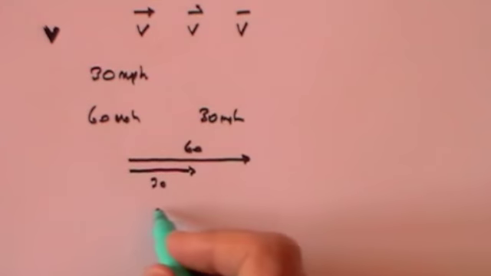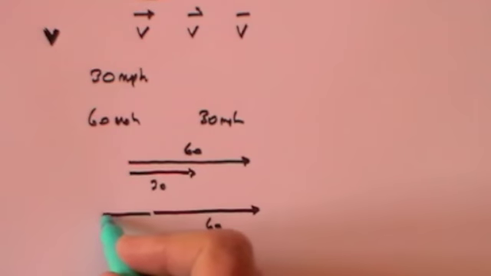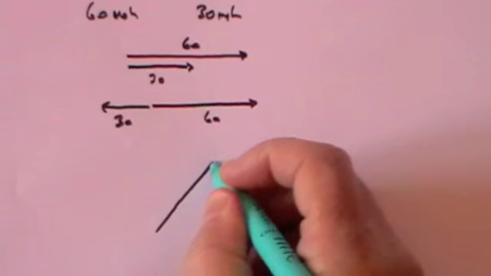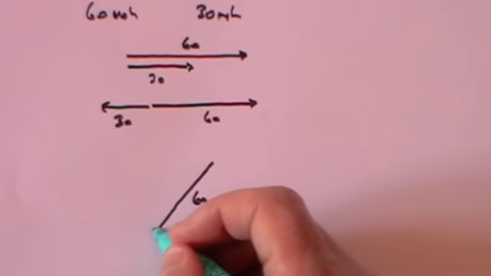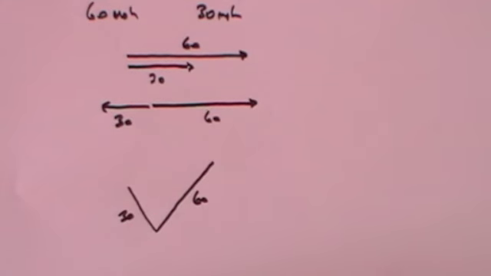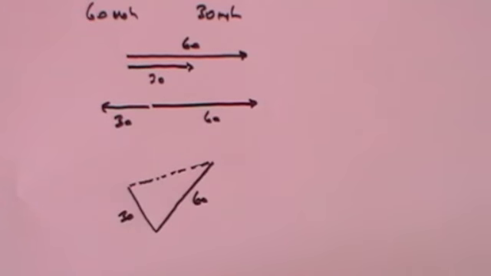But if I've gone 60 miles an hour in this direction and you've gone 30 miles an hour in this direction, then after 1 hour we will be 90 miles apart. And if I've gone 60 miles an hour in this direction and you've gone 30 miles an hour in that direction, then after 1 hour we're going to be that distance apart. And we're going to have to work out what that is as part of this video.